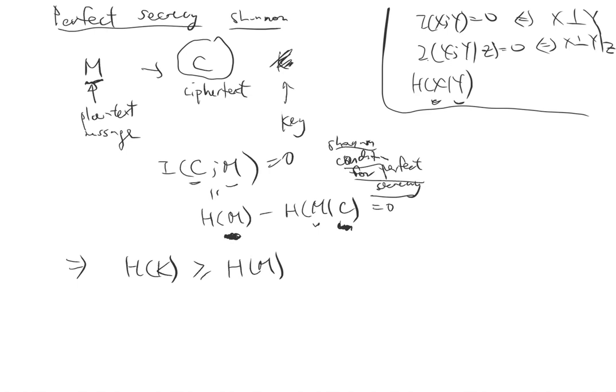In practice, therefore, none of the cryptographic systems is actually perfectly secret, because we all know we have systems with keys of maybe 2,000 bits, or whatever the size of keys is, but we never have the size of the keys as long as the message itself.